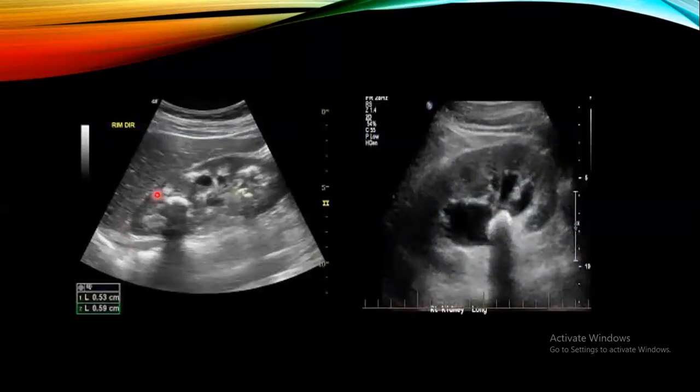An ultrasound of the right kidney. This is the liver. Here we show dilatation of the calyx, and also there is an echogenic lesion in the upper part of the kidney, followed by acoustic shadow. Most probably this is an upper pole renal stone.